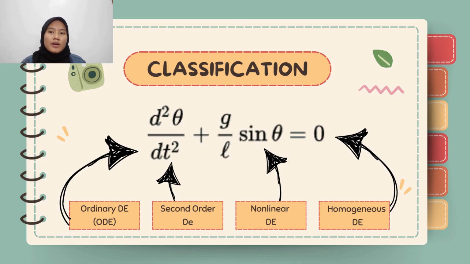For the third one, it is a non-linear differential equation. Why non-linear? It is because the dependent variable and its derivative occur as a product. If you see, the g over L sine theta term involves sine theta, which is non-linear. So this is a non-linear differential equation. And the last one is a homogeneous differential equation, because on the right hand side we just have 0.